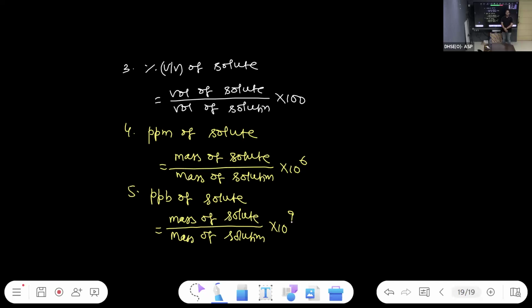We use percentage weight by weight when the quantity of solute and solvent are comparable. If the solute is very, very small as compared to the solvent or as compared to the solution, then in that case we have to use ppm or ppb.